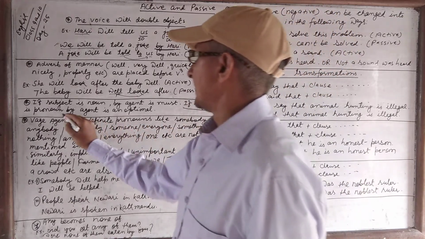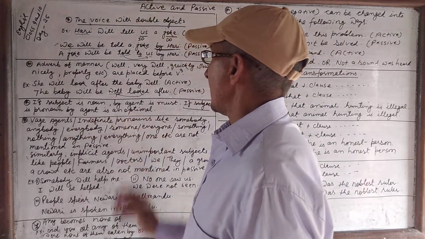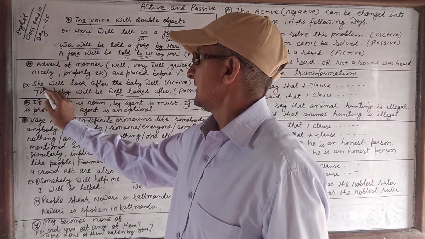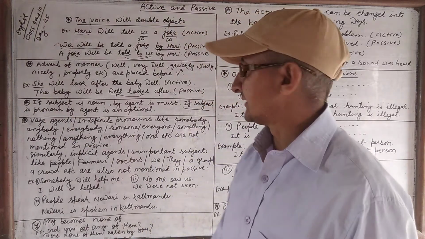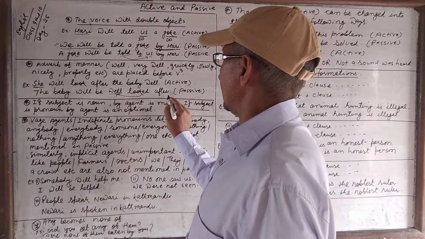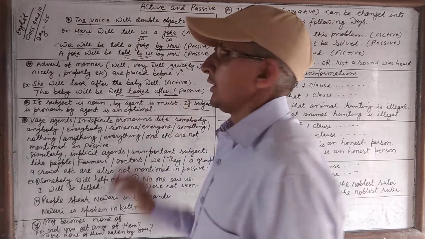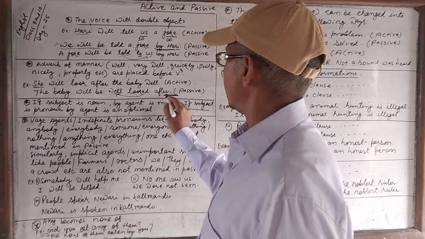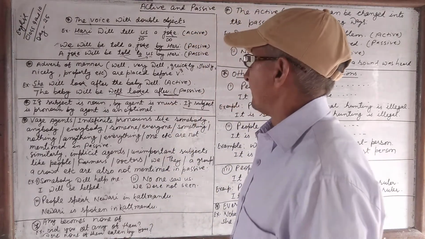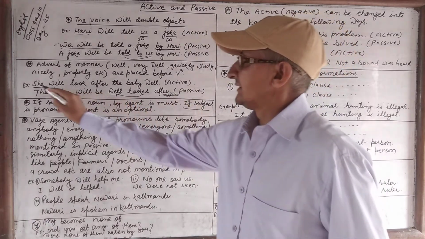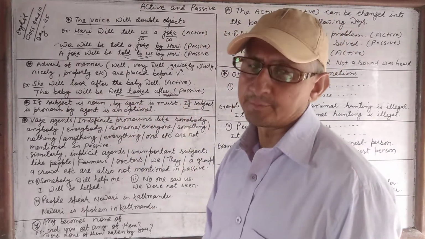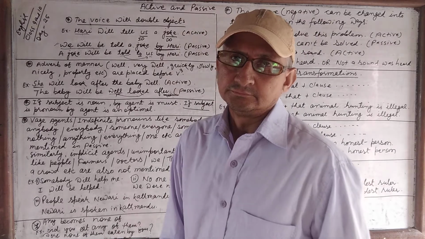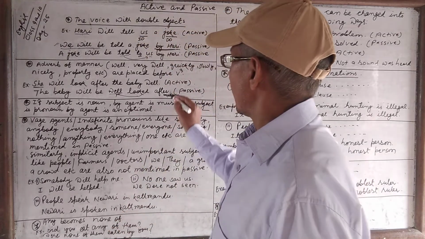If the subject is a pronoun, by agent is optional. In this example, she is the subject and she is a pronoun, and here by agent is optional. You may write it or you may not. So we have not written by agent here, because it is optional. It is not compulsory. So you can write it, or you need not write by agent.